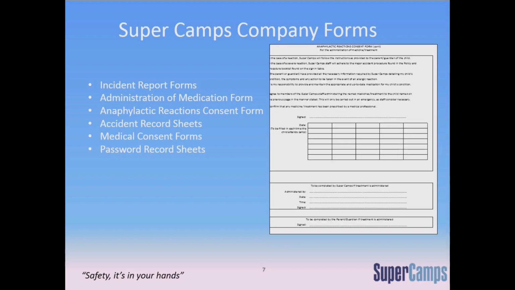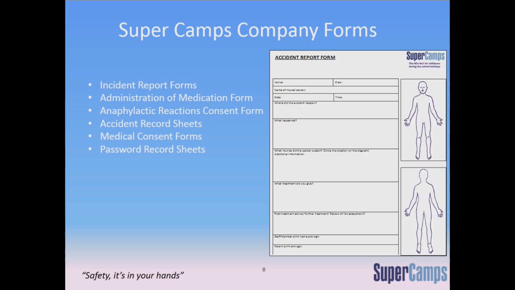On the back, this needs to be signed every time that the auto injector is brought to camp, a little bit like the medicine before. So just each day it needs to give permission that we can act in the event of an emergency. If we do administer anything, we need to put the name of the person who oversaw or administered the particular auto injector, the date, the time, and then they need to sign it, and then we get the parent to sign it at the bottom.